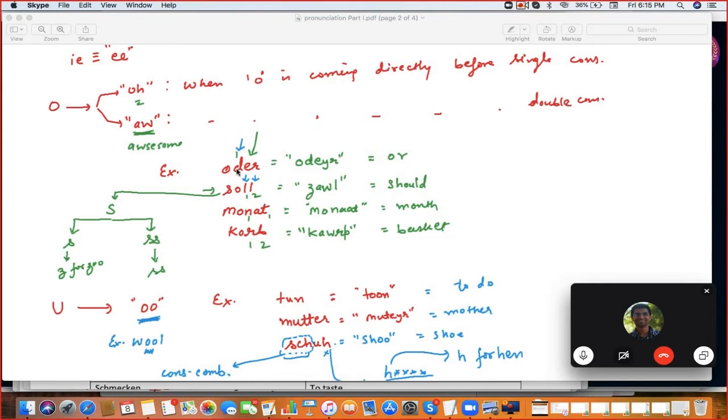So speak this example. First, Ordnung. Next, Zoll. We need to stretch, O for awesome. Zoll, okay? We pronounce S as Z, so Zoll. Single S is Z. So after O, if it is two consonants, that's O for awesome, Zoll.